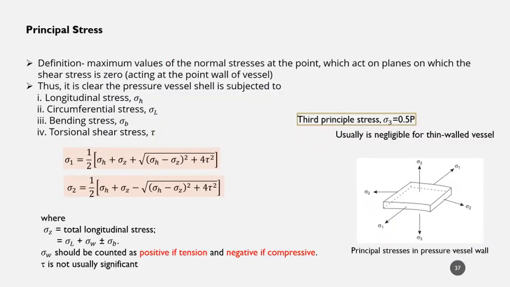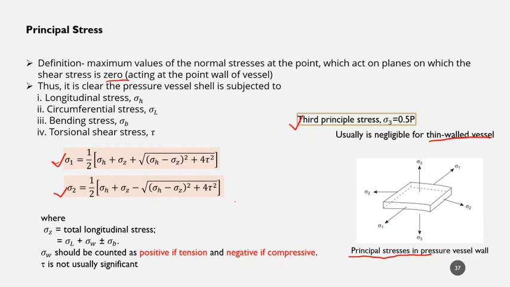Okay, the principal stress is defined as the maximum value of the normal stresses at the point on the plane on which the shear stress is zero, acting on the point on the wall of the vessel. So we have the first principal stress, second principal stress, and also third principal stress. However, most studies apply the first and second stresses, while the third principal stress is usually negligible for the vessel wall.